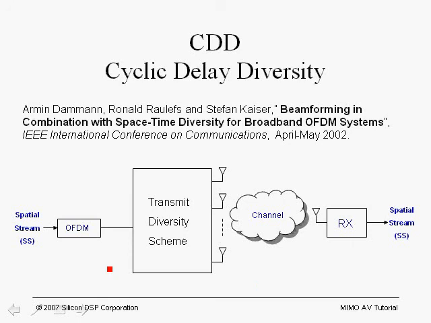Over here we show the general block diagram of a transmit diversity scheme with one receive antenna. So the idea is that we're using an OFDM system, and how can we incorporate a transmit diversity scheme in order to exploit the fact that we have multiple transmit antennas and transmit chains.